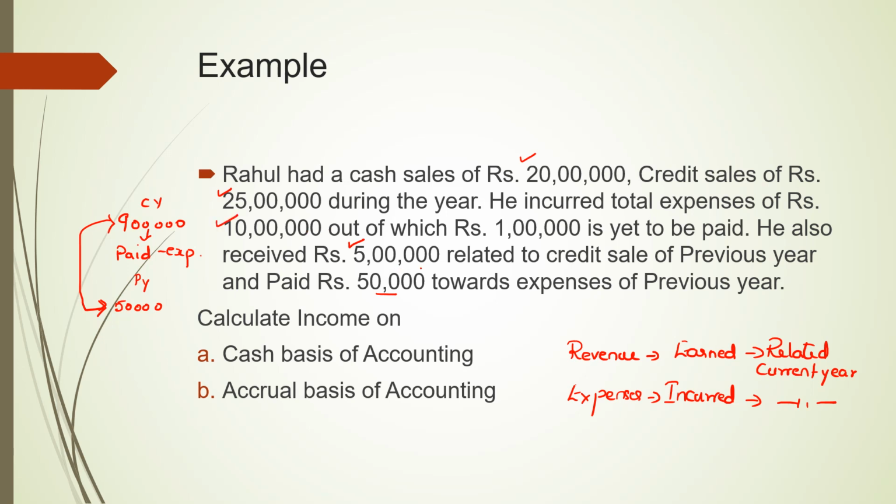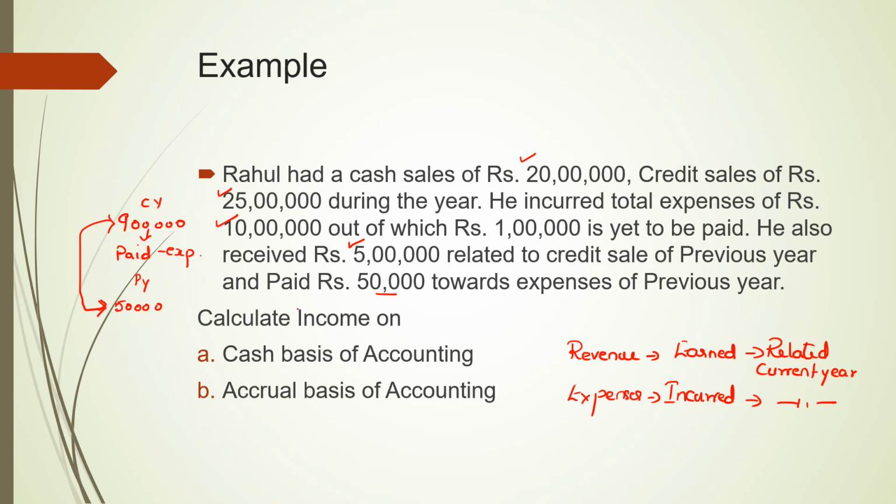And he also received 5 lakh related to credit sale of previous year. This is on receipt basis related to previous year. If accrual base of accounting is followed, that should be included in the income of the previous year, not in the current year. So this will not be taken into consideration in the current year.